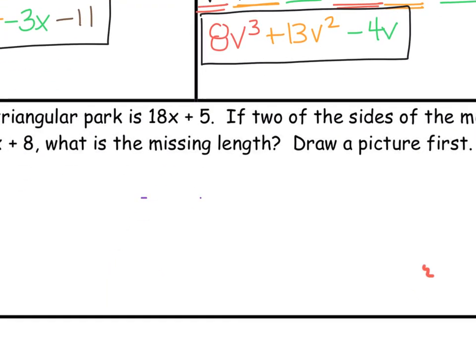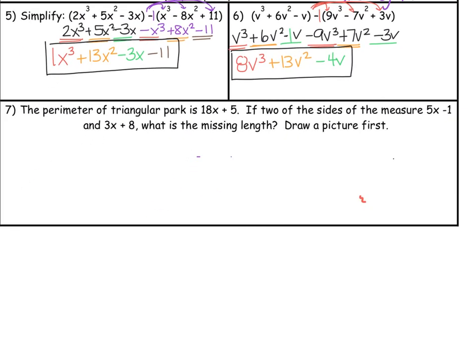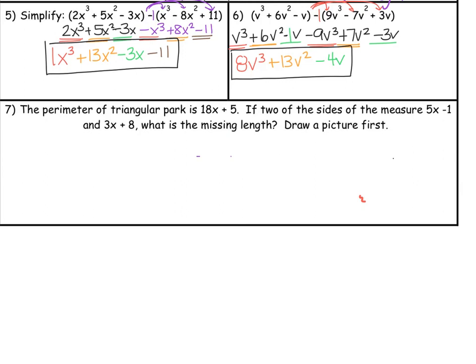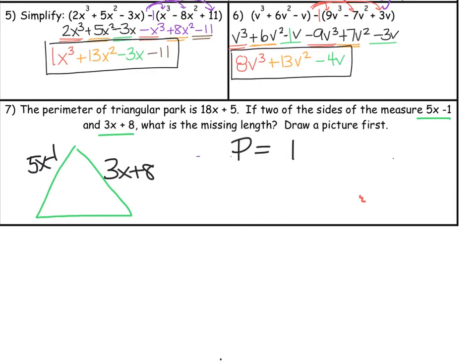So let's take what we've learned up here and apply it to this word problem right here. The perimeter of a triangular park is 18x plus 5. If two of the sides measure 5x minus 1 and 3x plus 8, what is the missing length? And we're going to draw a picture first. So here is my triangle, and we know that one of the sides is 5x minus 1 and the other side is 3x plus 8. And we also know that the perimeter is 18x plus 5. So we have to find this missing side right here.